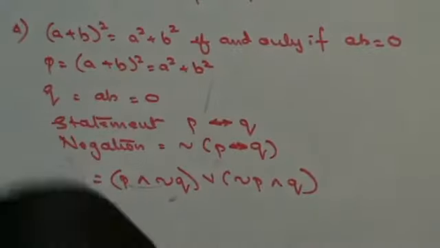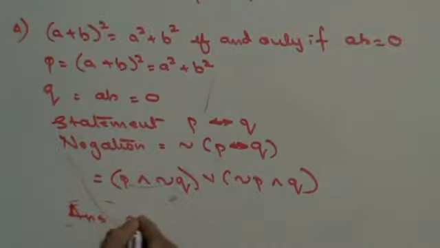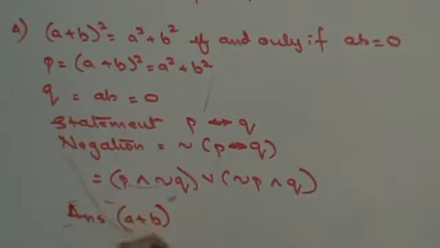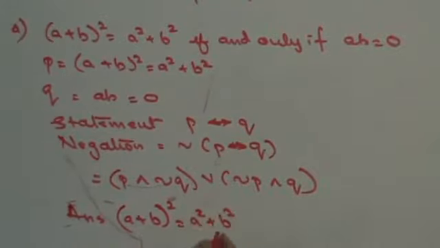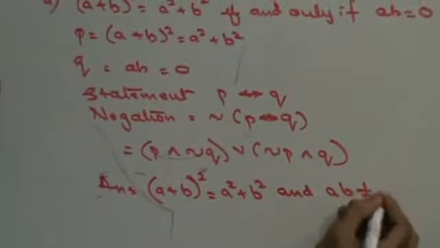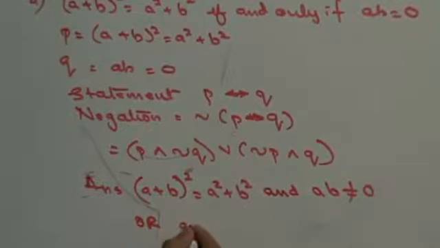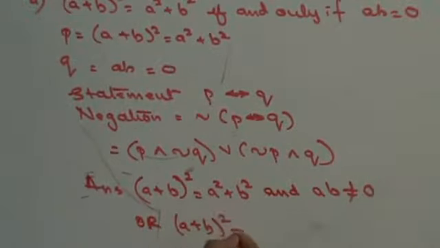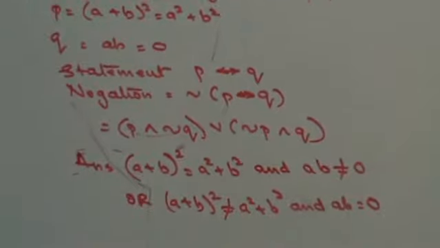Right? The answer for that will be: a plus b the whole square is equal to a square plus b square, and AB is not equal to 0, or a plus b the whole square is not equal to a square plus b square, and AB is equal to 0. That will be the negation of it.